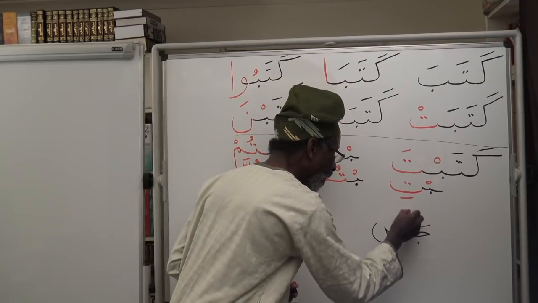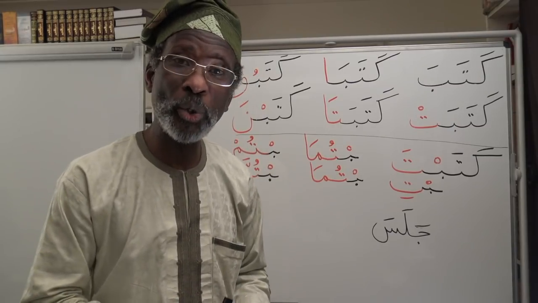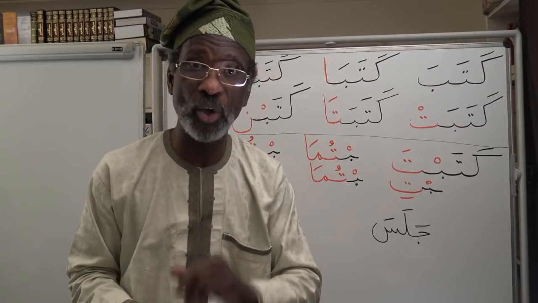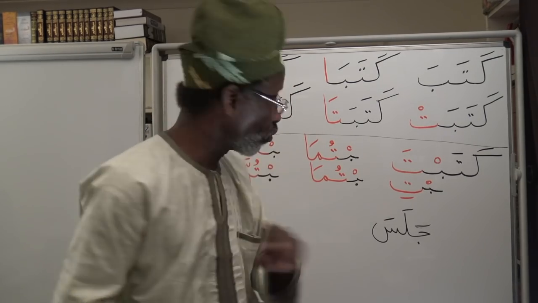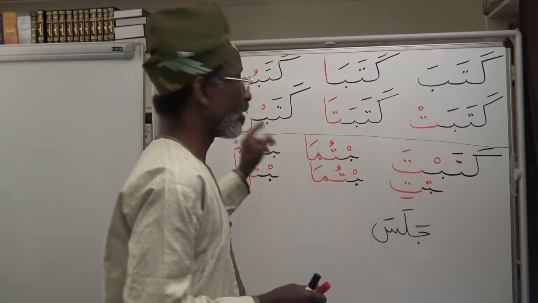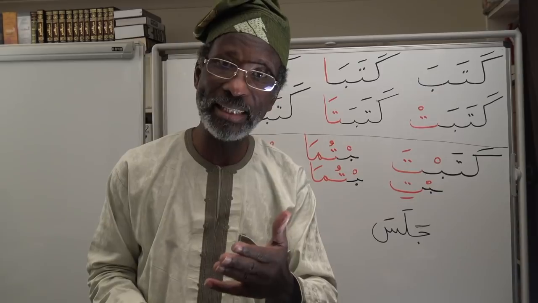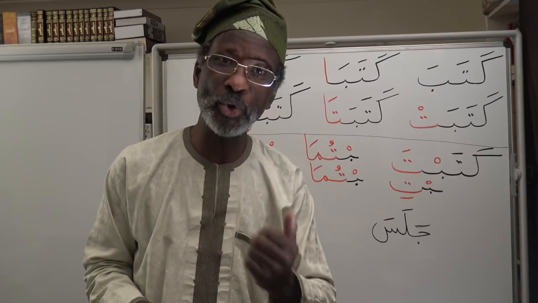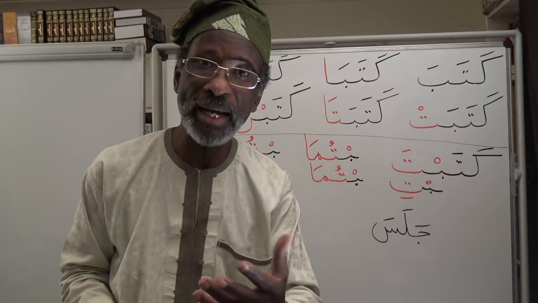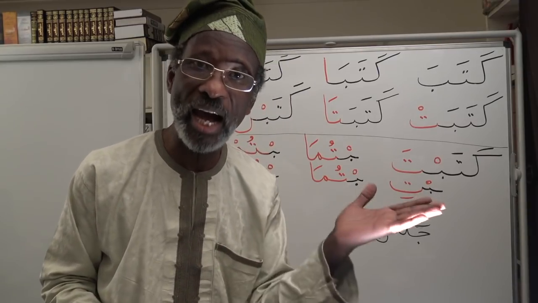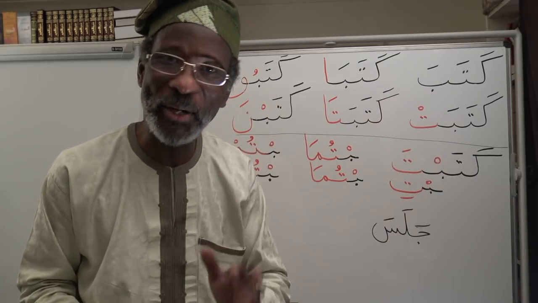Jalasa. So jalasa, he sat. If I say conjugate that for me for the second person, all six, in your head, first of all, I need to put sukun on the same, and then I will add this. So it becomes jalas and then ta. Jalasta, jalastuma, jalastum, jalasti, jalastuma, jalastunna. Ta, tuma, tum; ti, tuma, tunna.